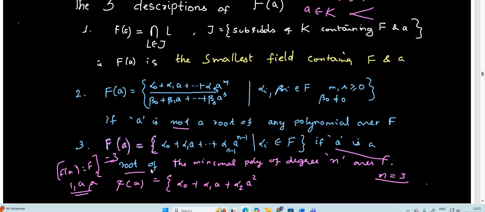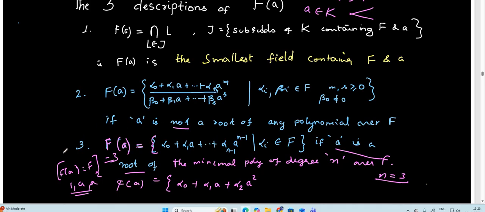So all that theory we are going to have in the next video. Here is just an introduction to F(a), as it will appear in the book. So it is the smallest field containing F and a. Another description, if a is not a root of any polynomial, then this quotient form is what it will take. And if a is a root of a polynomial of least degree, namely n, then in that case we have the description for F(a).